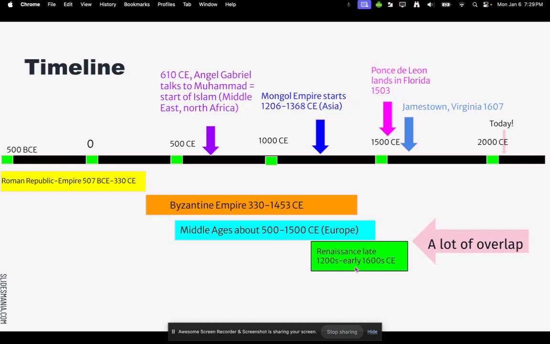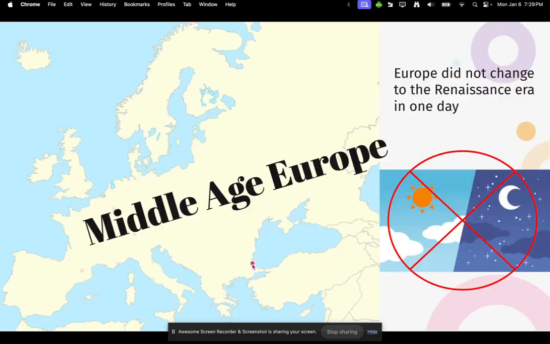You're probably thinking, wait, there's a lot of overlap between the Middle Ages and the Renaissance. How can Europe have these two eras going on at the same time? That's a really great question. It's not like Europe changed overnight. It's not like everyone in Europe went to sleep and woke up the next day saying, you know what? It's the Renaissance era. No, that's not how it worked.